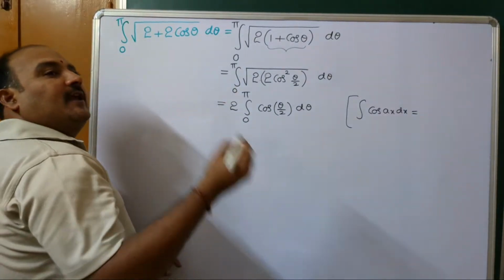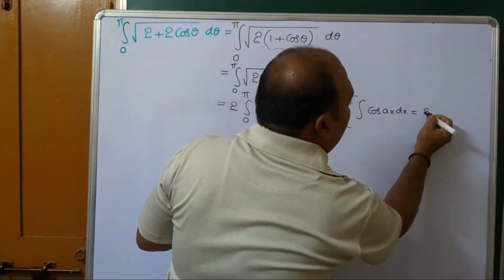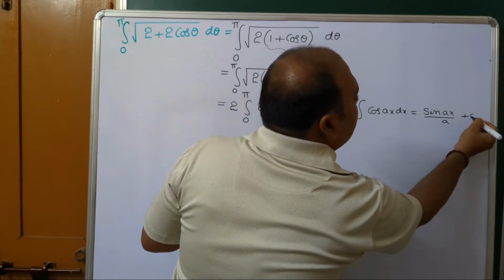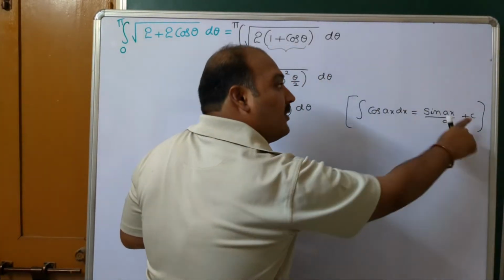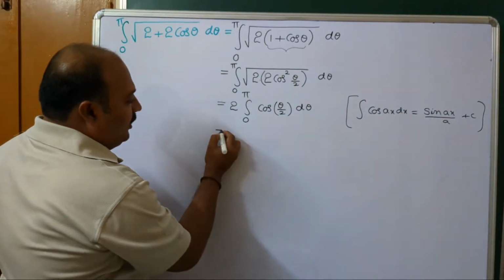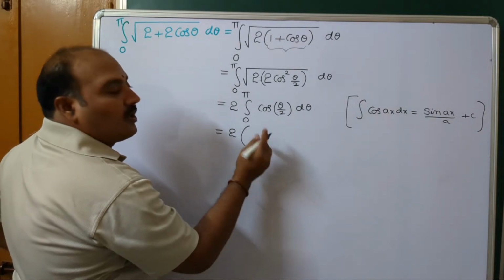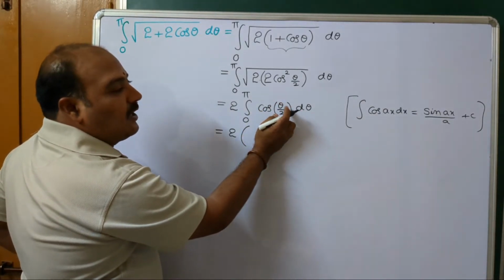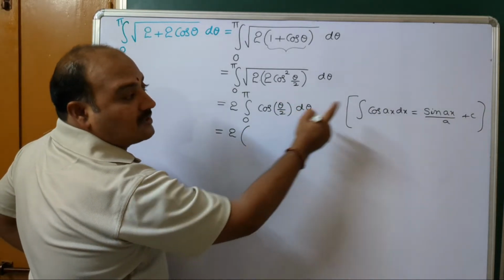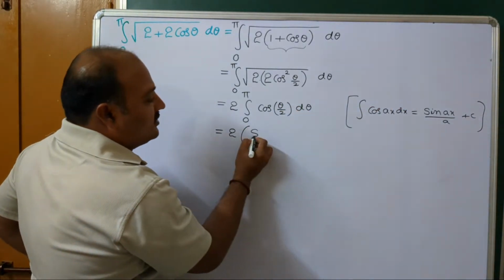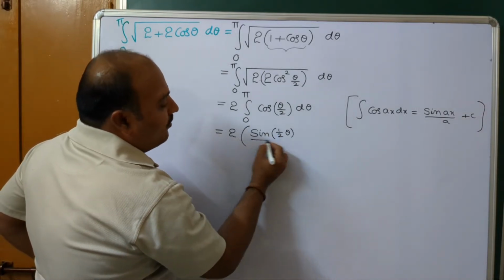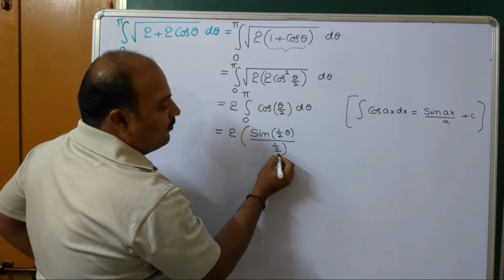Integral cos ax dx is sin ax by a plus c. When limits are not there, write plus c. Here limits are there, so don't write c. Cos ax here means cos of 1 by 2 into theta. So integral cos ax is sin ax by a, that is sin of 1 by 2 theta by 1 by 2.